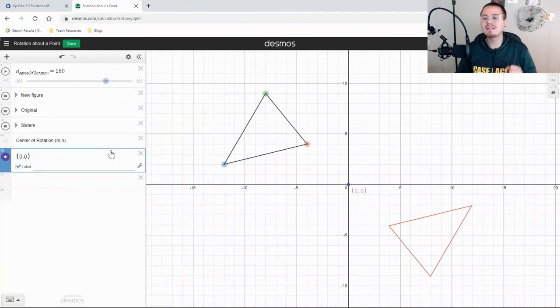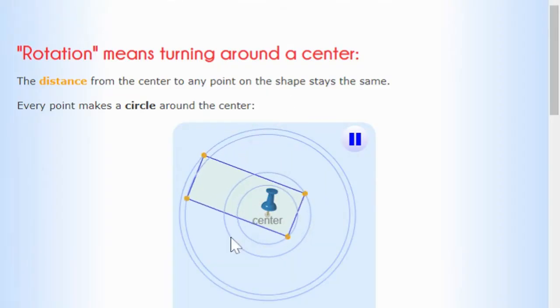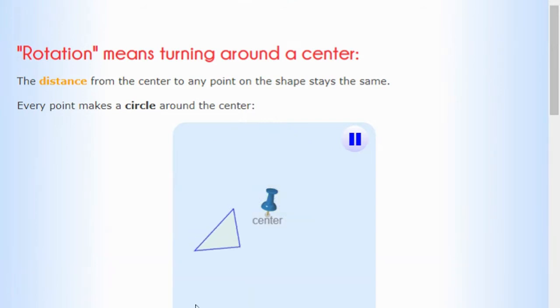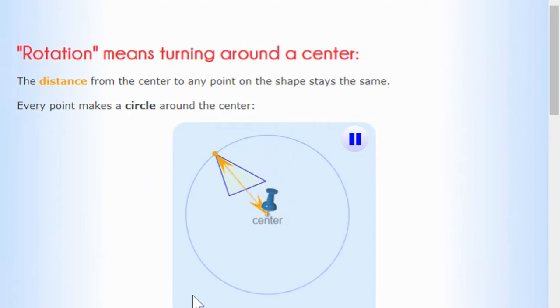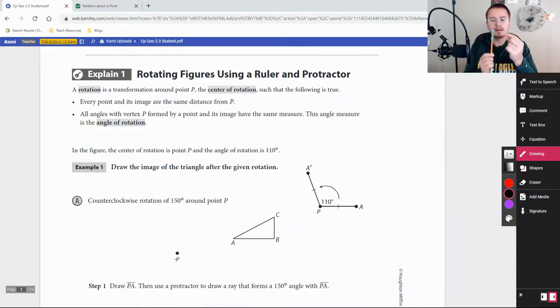The center of rotation, if we page back to our book real quick, doesn't really give a good answer. But basically, the center of rotation is the point around which you are going to rotate. In my brain, I see that as the sun and we're the earth, or the earth for the moon, the center of rotation. So let's test it out.